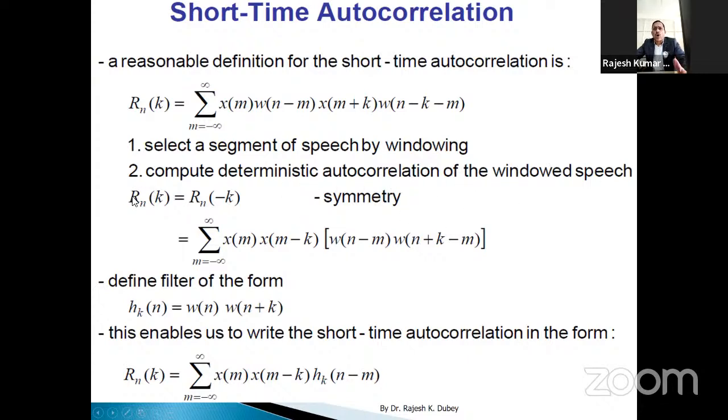Like autocorrelation, this short time autocorrelation is also an even function, even symmetric. We can define it in the form of a filter, this h(n) as w(n) plus w(n) shifted. We can give a name to the filter, like h. We can represent the autocorrelation like this. This is a standard formula, and people from a DSP background are very much familiar with it.